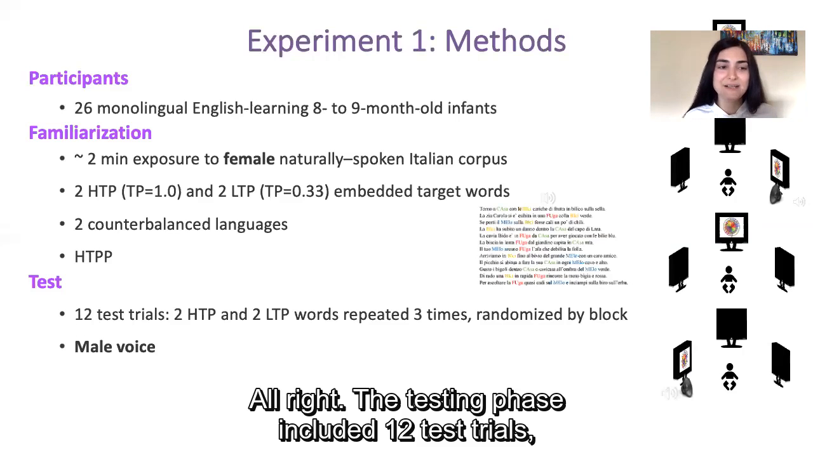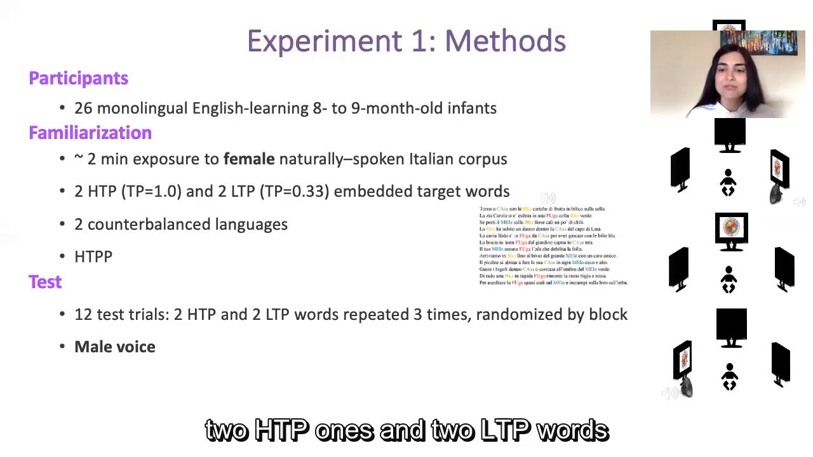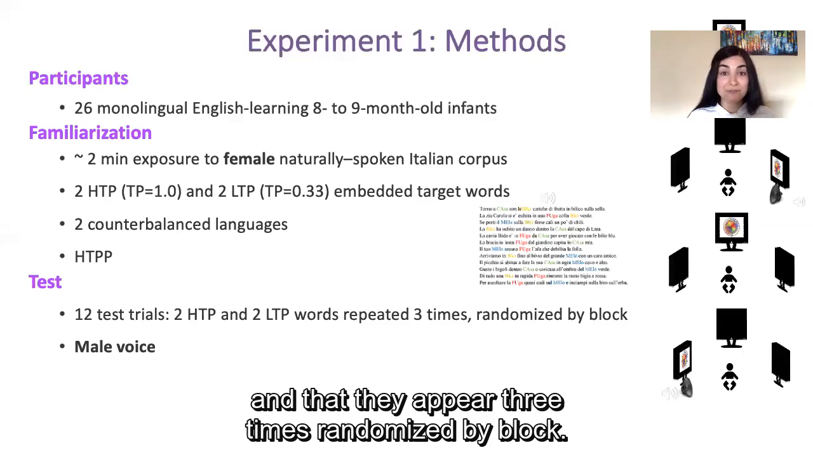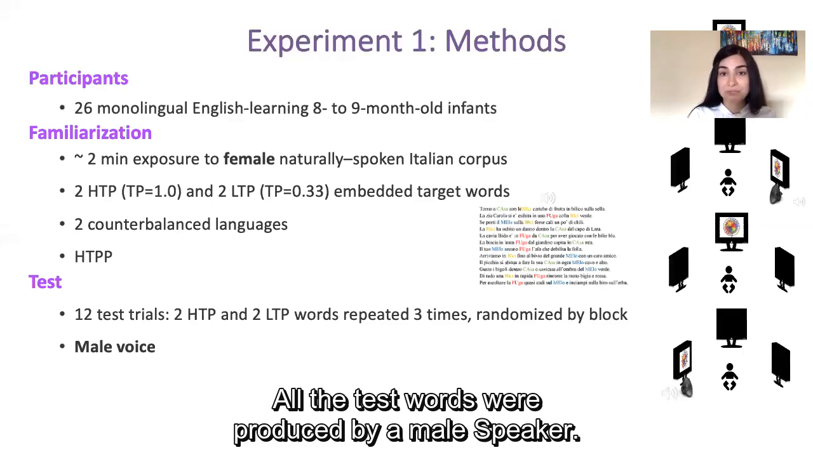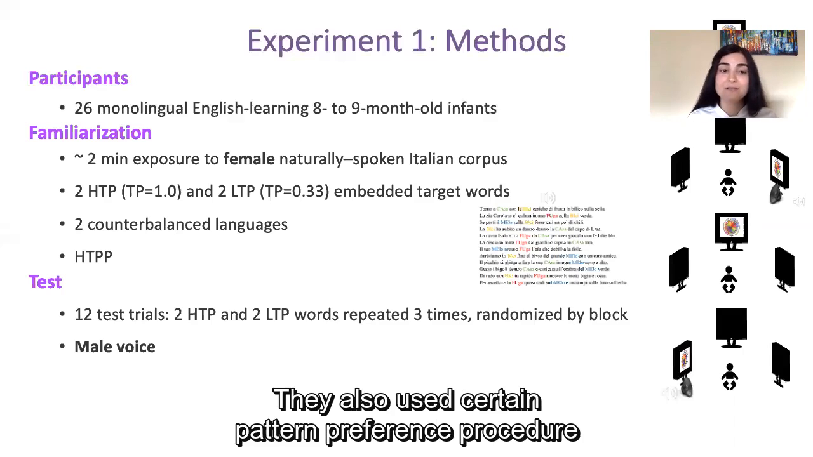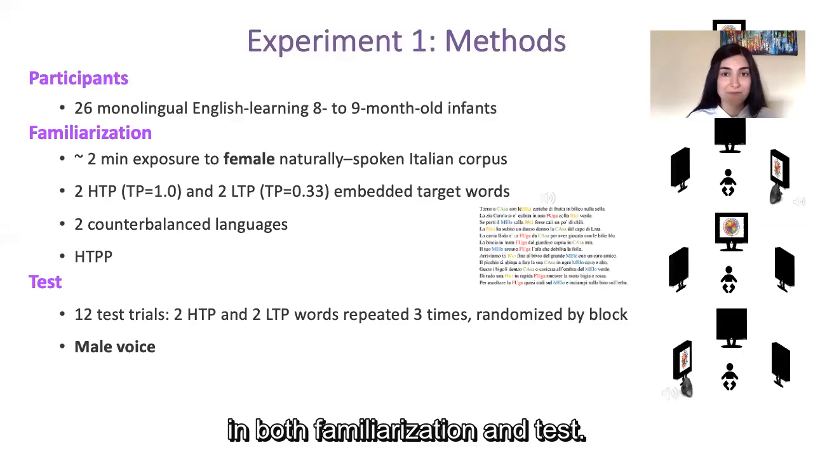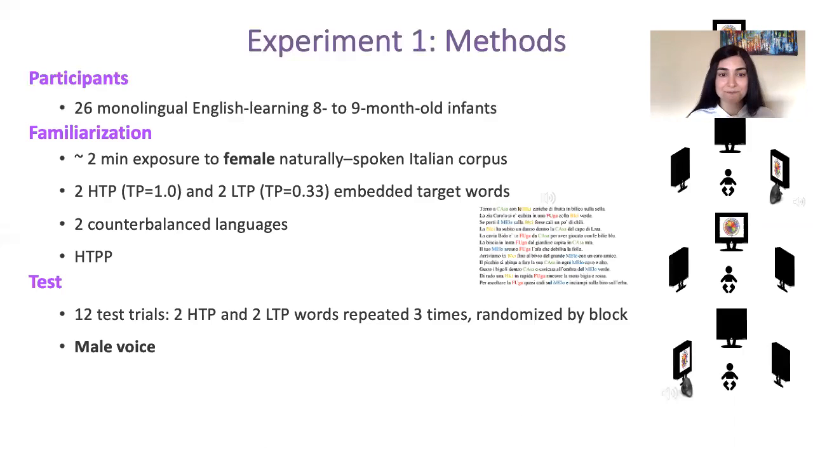The testing phase included 12 test trials: 2 HTP words and 2 LTP words that were repeated 3 times, randomized by block. All the test words were produced by a male speaker. We also used the head-turn preference procedure in both familiarization and test.